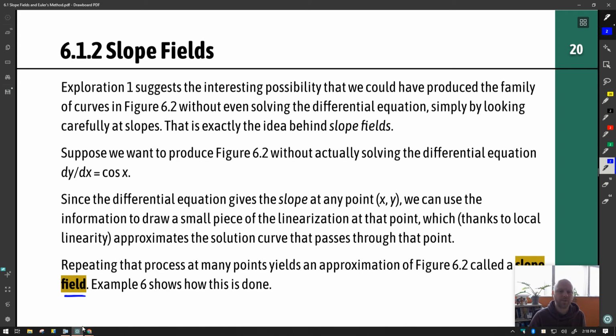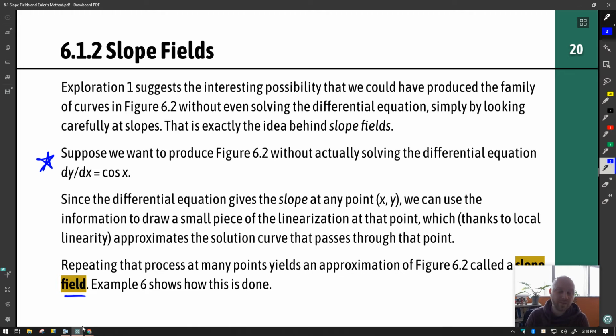So we didn't do the exploration. We might do that in class, but for right now, just begin with that thought of the family of curves. Let's say we wanted to produce that figure without actually solving it. That's where we are now. Okay, we're right here. And since that differential equation gives us the slope at any point x, y, that's what a differential equation does. It tells you the derivative value, which is the slope.